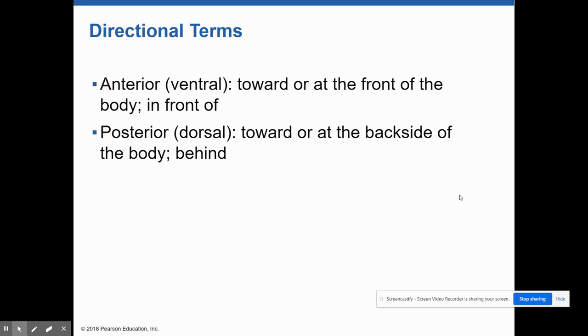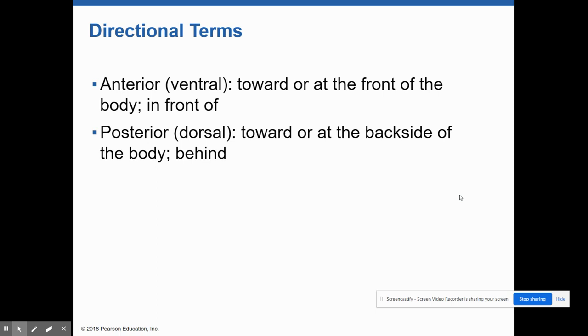Anterior or ventral means toward or at the front of the body, in front of. So you can use this in a variety of ways. You can say that the pectoralis major is anterior to the rhomboid major. So the pectoralis major is a pec muscle. The rhomboid major is a muscle on your back. So the pec muscle is in front of the back muscle.